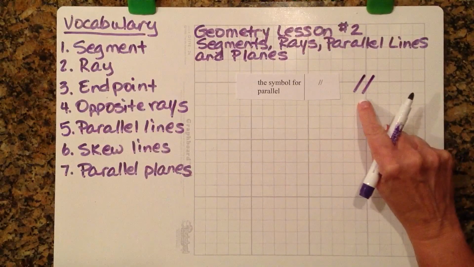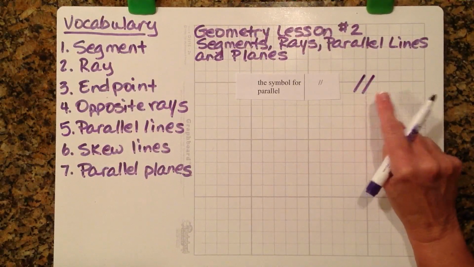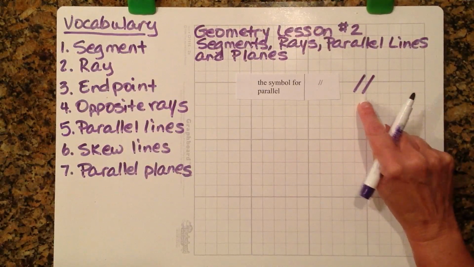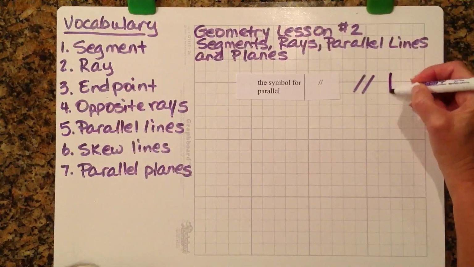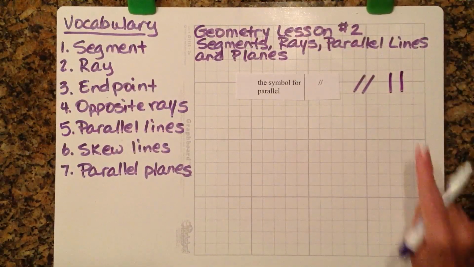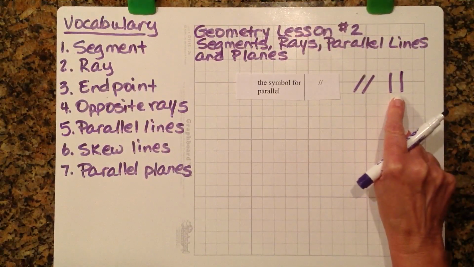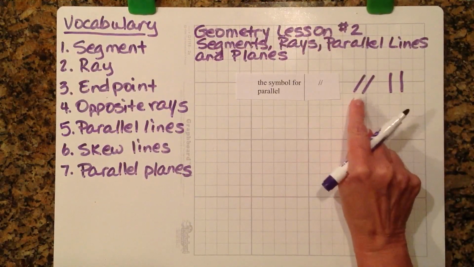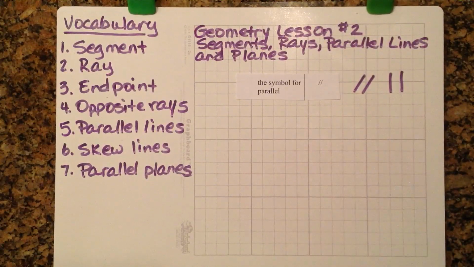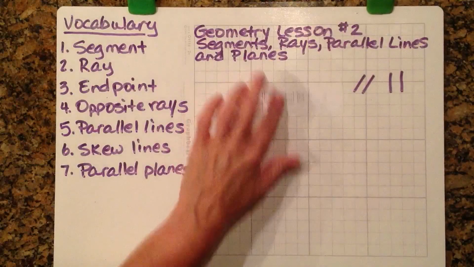Now, depending on the book you use or the math type that you use, sometimes I've seen them written totally vertical. And to me, that looks like two L's. But sometimes parallel is written like that in your math books. Usually it's written like that. I like to write it like this. So if you see that symbol, you'll know that means parallel.